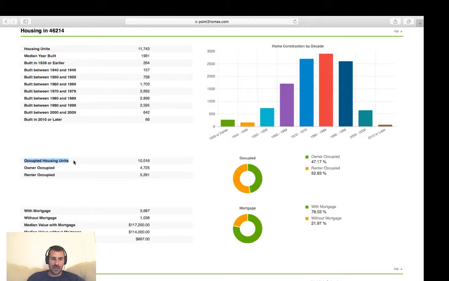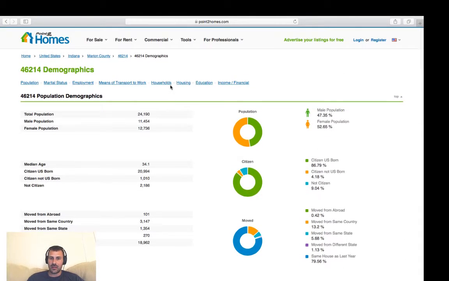So you can actually see that there's 10,000 occupied housing units in this zip code, and it's about a 50-50 split. So that gives you a sense of who's living there. Are they renters? Are they homeowners? So that's definitely one I take a look at.